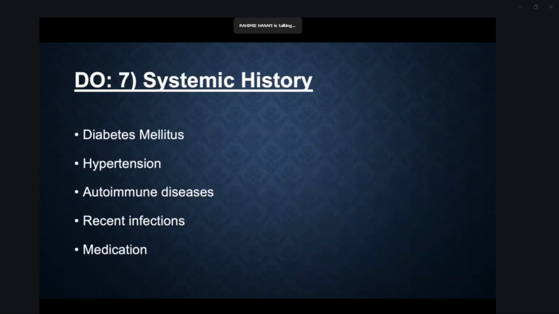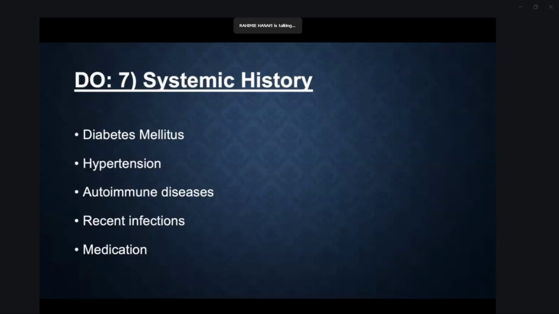Then systemic history is very important. As Dr. Aiman mentioned just now, diabetes mellitus has a lot of diseases related to it. One of them, of course, is diabetic retinopathy. In a mild form it can be mild NPDR, then moderate, severe, and then we have proliferative diabetic retinopathy, and even worse, it leads to tractional retinal detachment. Then hypertension can lead to hypertensive retinopathy.